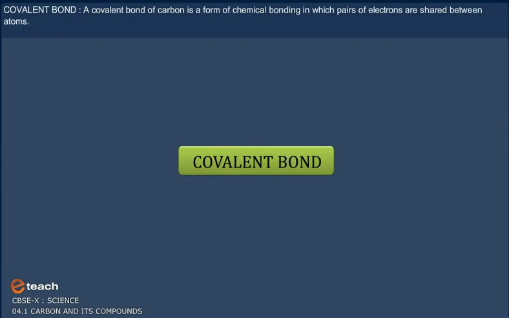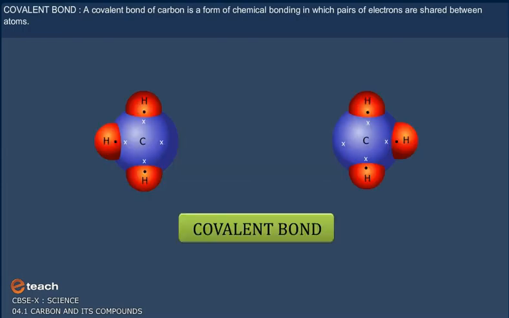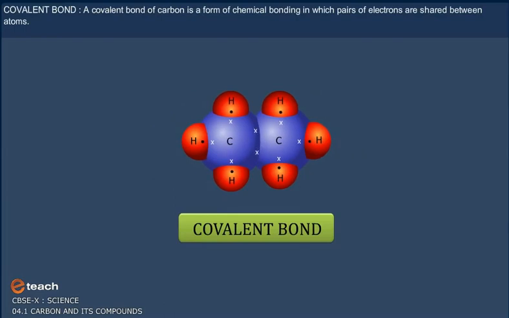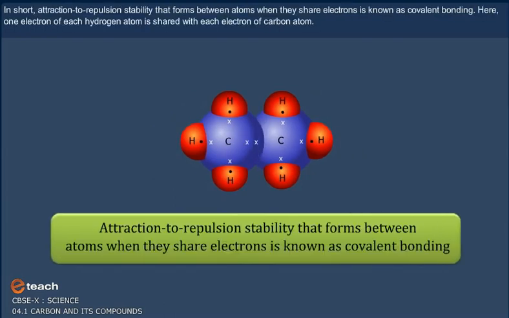Covalent bond. A covalent bond of carbon is a form of chemical bonding that shares pairs of electrons between the atoms. In short, the attraction to repulsion stability that forms between two atoms when they share electrons is known as covalent bonding. Here, one electron of each hydrogen atom is shared with each electron of the carbon atom.